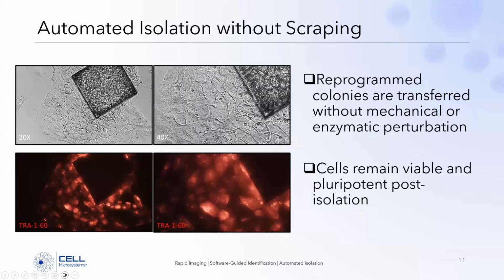The colonies are transferred without mechanical or enzymatic perturbation. No TrypLE, no EDTA, no 27 gauge needle, no scientist hunched over a microscope inside of a BSC. As you can see, we have that beautiful canonical morphology where the cells are very tightly packed with a high nuclear to cytoplasmic ratio, no differentiated edges along the colony, and in fact, the cells are still pluripotent post-isolation.